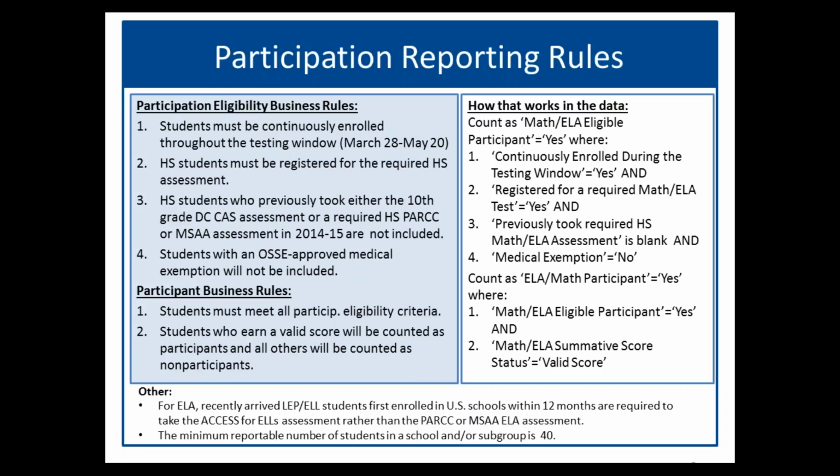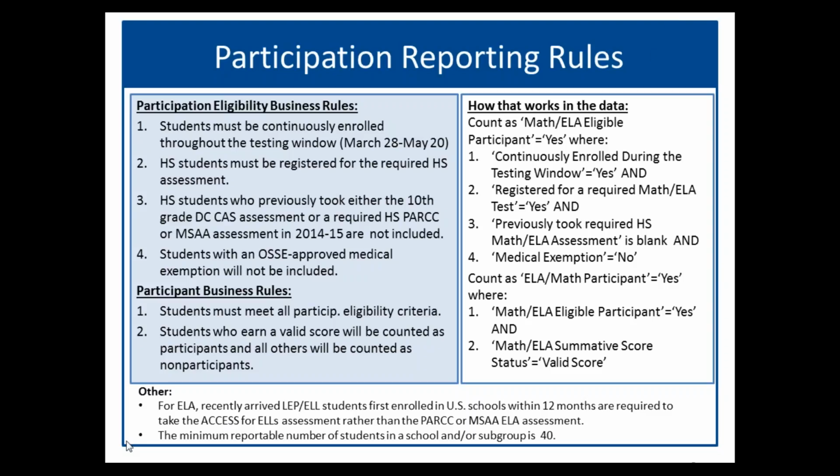Then, to determine whether a student gets counted as a participant or a non-participant, students must meet the following two rules. All eligibility criteria must be met, number one, so math or ELA eligible participant should be equal to yes, and the student must have a valid summative score. So students who earn a valid summative score will be counted as participants, and then all others who are eligible will be counted as non-participants. If a student was not eligible for participation, in the participant field, the value will be set to NA, as in not applicable, because the student wasn't even eligible.